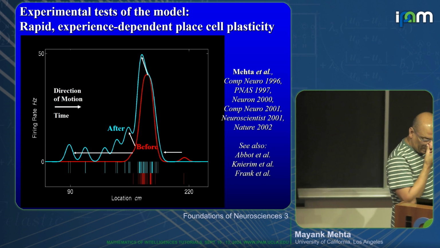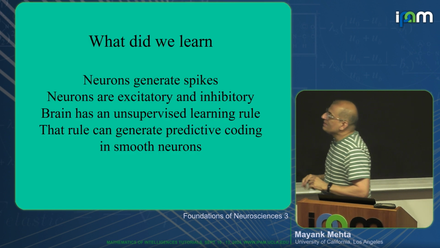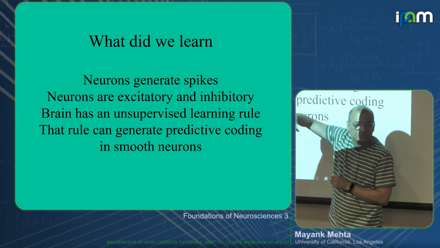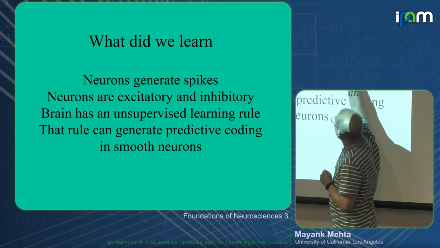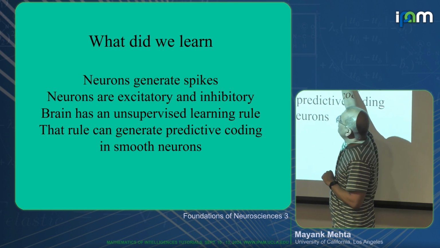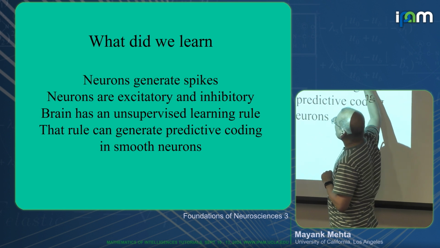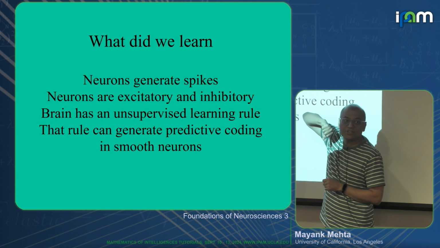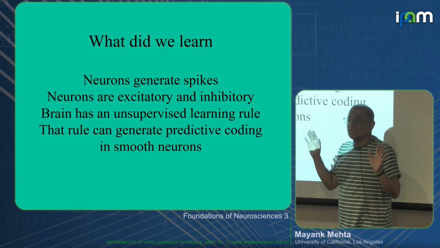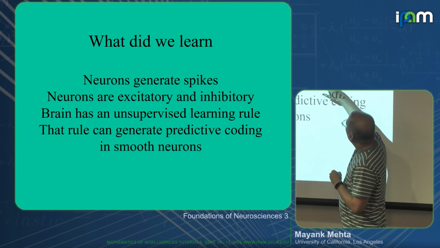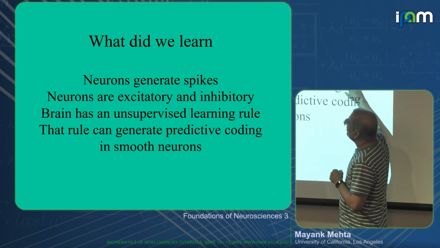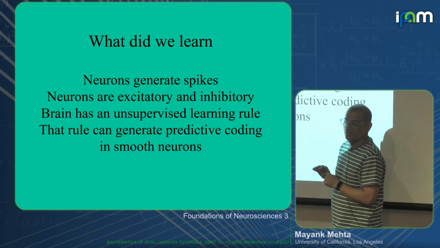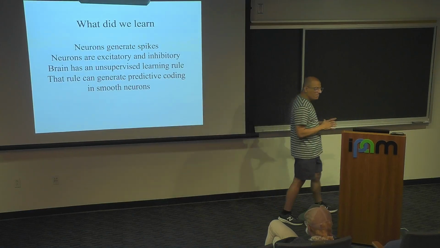So far, so good. So let me summarize this, that what did we learn so far? What are the few key points that I can try to convey so far? First, I conveyed that unlike computers, where nodes are just threshold linear, neurons actually generate spikes. Key feature. Neurons are of two types, excitatory and inhibitory. So far, we only worried about excitatory neurons. And so far, we even ignored the fact that neurons generate spikes because can't do everything. We assumed that neurons are smooth, even though we know perfectly well they are not smooth. We know that brain has unsupervised learning rule, and that unsupervised learning rule can generate predictive coding in smooth neurons. That's what I showed so far, and that seems to match with the data amazingly well.